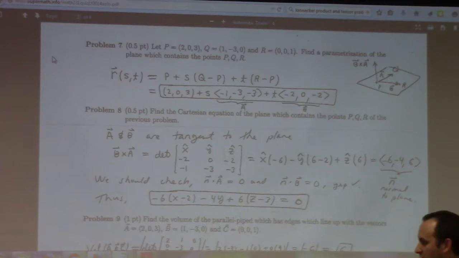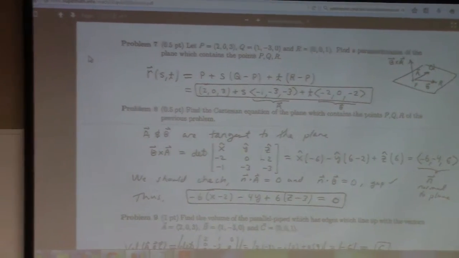Well, what is the Cartesian equation to a plane? How do you find the Cartesian equation to a plane? If I have a plane, like so, and I have a point on the plane, let's say x naught, y naught, z naught, and I know that my normal vector n is, let's say, ABC. What's the equation for the plane? It's A times x minus x naught plus B times y minus y naught plus C times z minus z naught equals 0. That's the Cartesian equation for that plane.